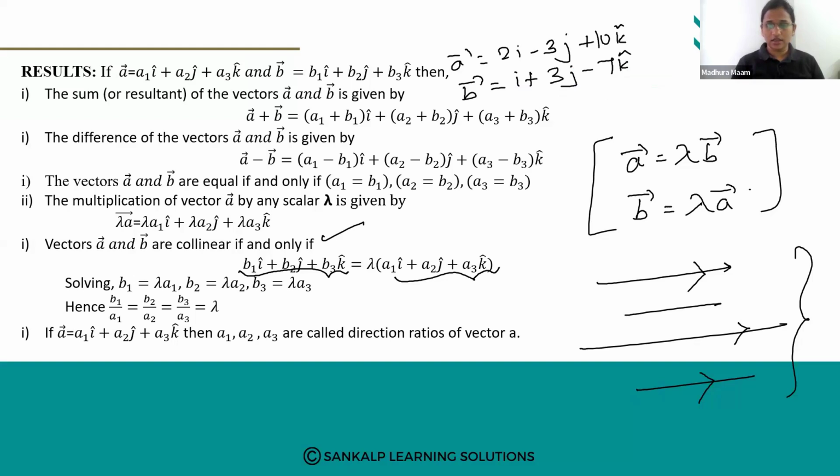Okay, the direction is given, but we don't know whether it is parallel to the same line or not. Correct? Yes. Okay, so how to check? You have to check if a is equal to lambda b or b is equal to lambda a, where lambda is any scalar. What does this mean? What is the meaning? Why should this condition be satisfied? One second.